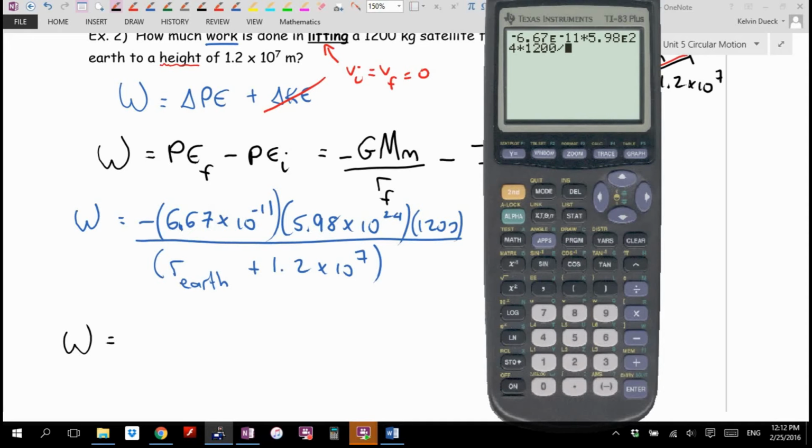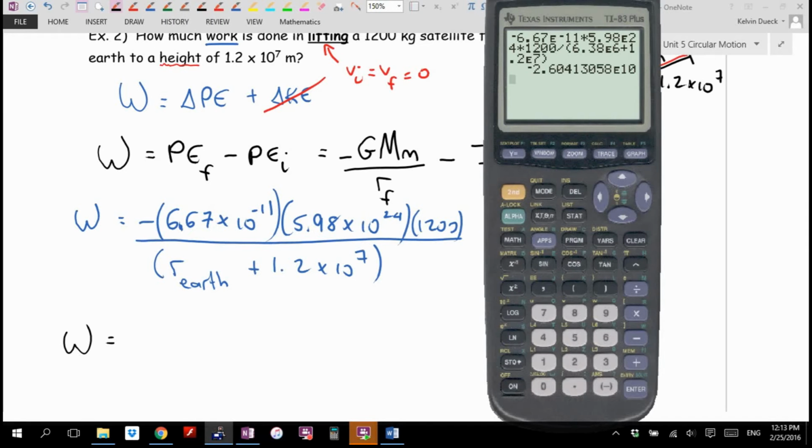Divided by, Clay, is there more than one thing in the bottom? I'll put it in brackets. Radius of the Earth, Dale, you just looked it up, didn't you? Is it 6.38 times 10 to the 6th? Good. I usually memorize it in this unit, and I forget it again in a few weeks. Oh, and then plus 1.2, scientific notation button, 7. And I hit equals.